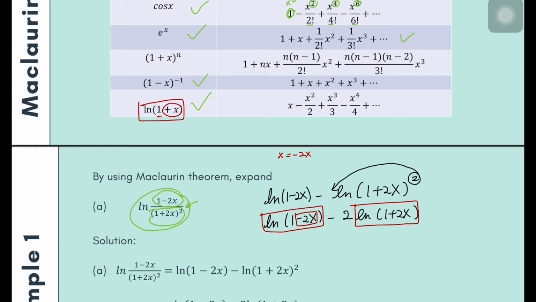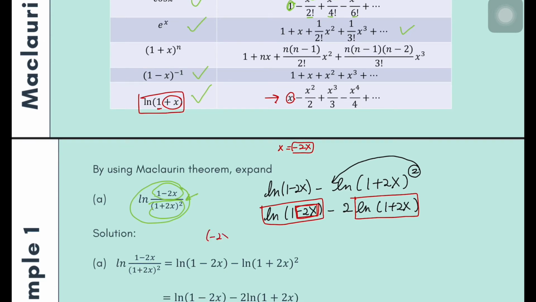Alright, so now when you want to find the expansion of ln(1 − 2x), you will use this expansion, but you will replace your x with negative 2x, because now your x is negative 2x. So what you will have for this one will be negative 2x minus (negative 2x) to the power of 2 over 2, plus (negative 2x) to the power of 3 over 3, minus (negative 2x) to the power of 4 over 4, plus dot dot. This one is for the first function here.